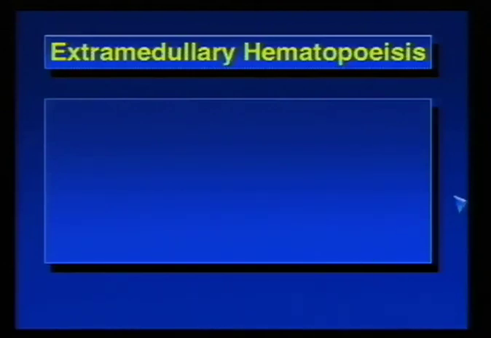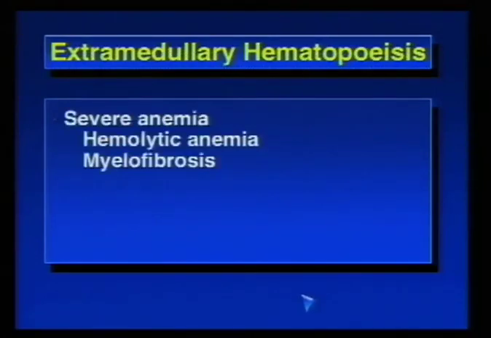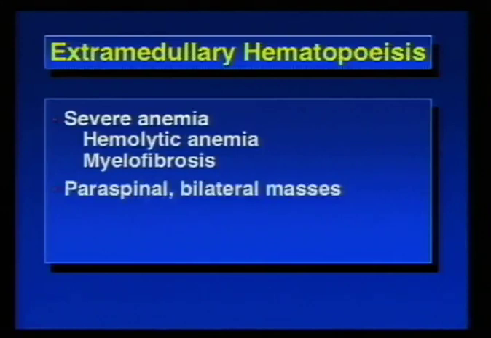Okay, now extramedullary hematopoiesis, this is another posterior mediastinal mass. What is this exactly? Essentially, it's areas of soft tissue that produce blood cells. And when does this occur? Well, it occurs in the presence of severe anemia, such as hemolytic anemia or myelofibrosis. So anything that's either causing destruction of the blood or destruction of the bone marrow can result in extramedullary hematopoiesis.